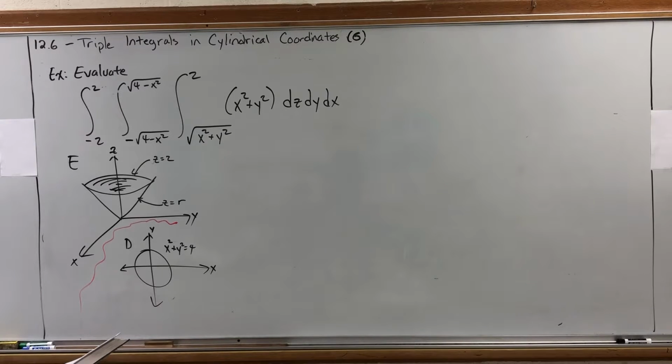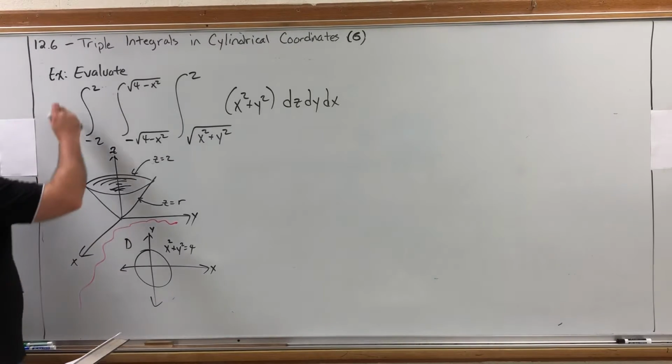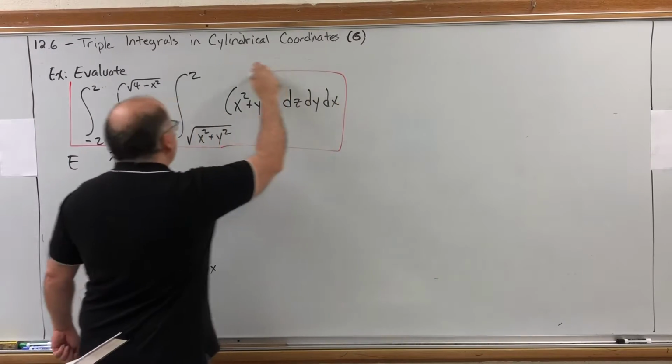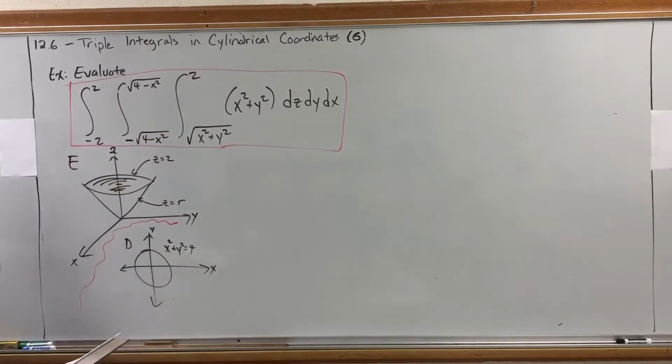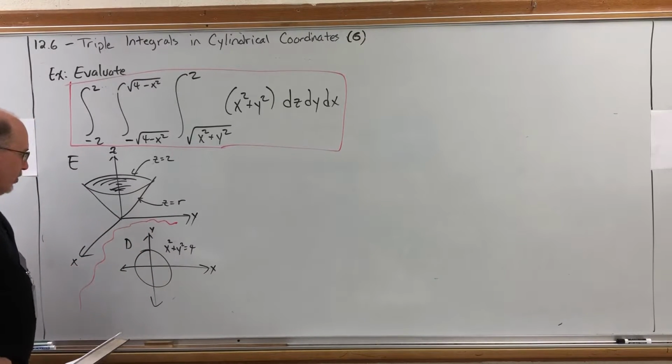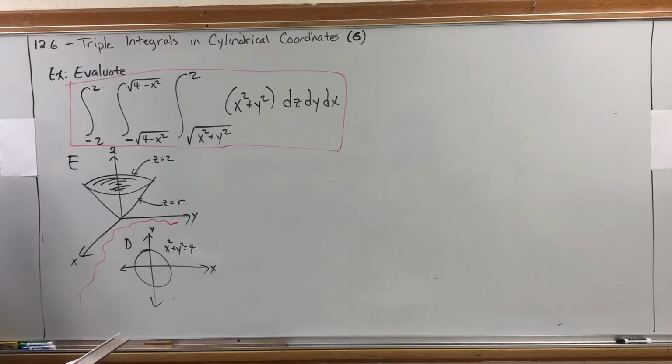Section 12.6, Triple Integrals and Cylindrical Coordinates, Video 6. In the previous video, we had set up a picture for a triple integral that was already set up for us in rectangular coordinates, putting it in a red box so that you can see it from the picture here. We used the limits of integration to sketch the solid and determine the region in the xy plane, and we're going to redefine both of them in cylindrical coordinates.